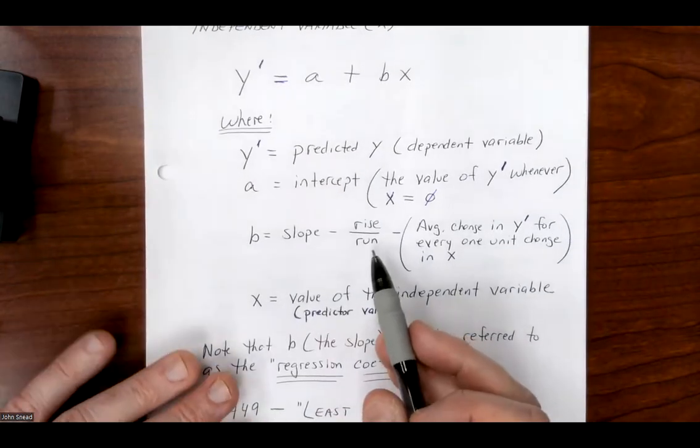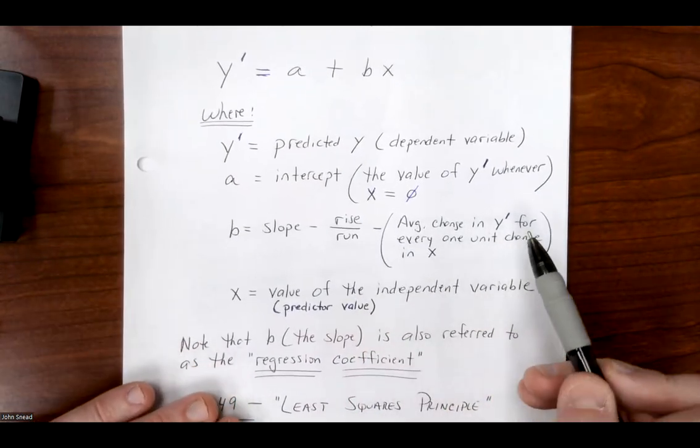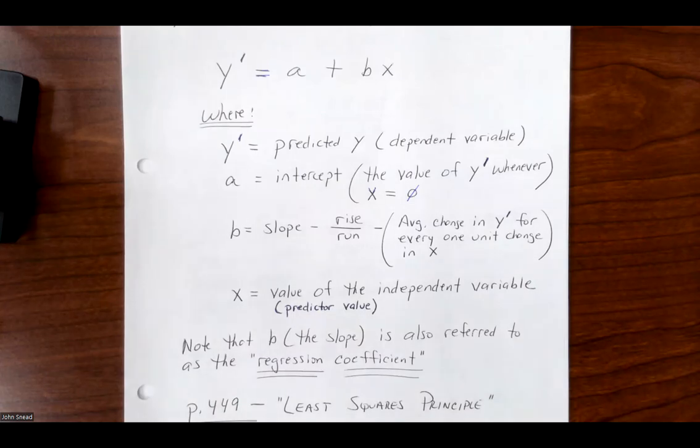Okay, the slope is the rise over the run. It is the average change in predicted y for every 1 unit change in x. Do note that the slope can be either positive or negative. Okay, so if you're doing one of these and you come up with a negative slope, don't be alarmed. Again, it's just a change in predicted y for every 1 unit change in x. Sometimes as we increase x, predicted y goes up, sometimes it will go down. Again, that'll be given the nature of the two variables.